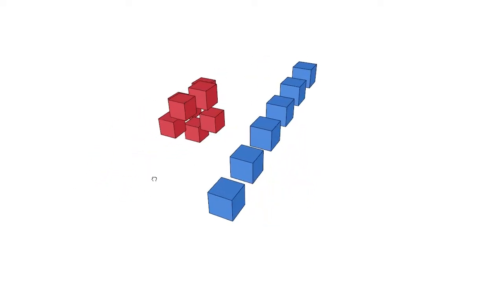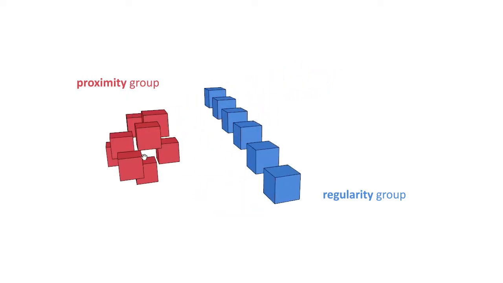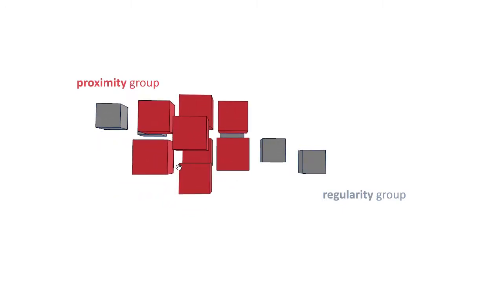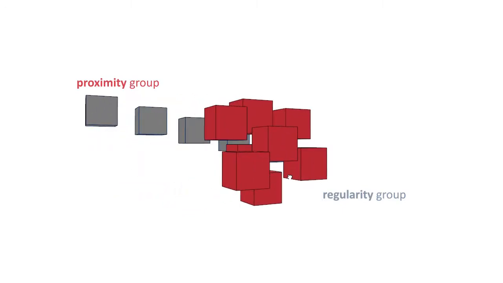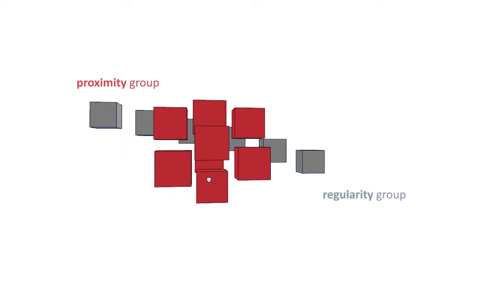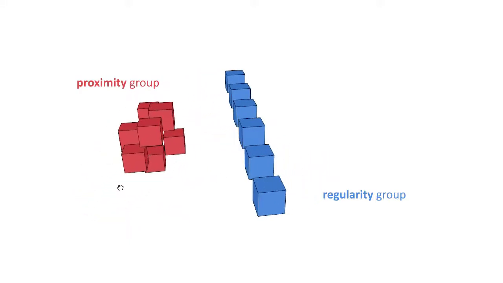Gestalt principles can also be applied in 3D space. Here, however, visibility plays an important role. Groupings that appear in one view might result in conflicting groupings for another view. Here, the regularity group is hidden by the proximity group for some view directions.